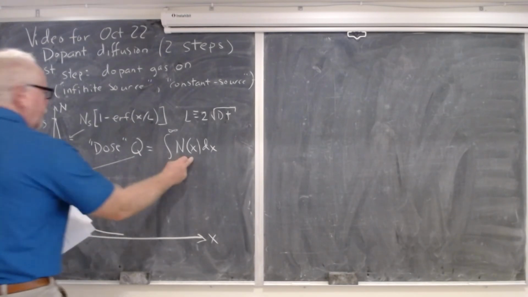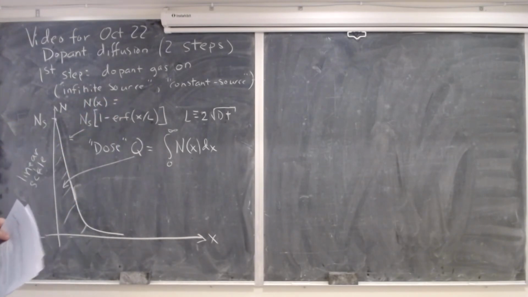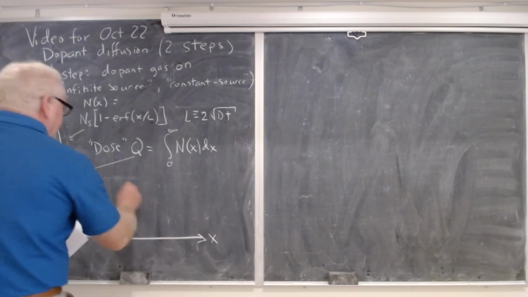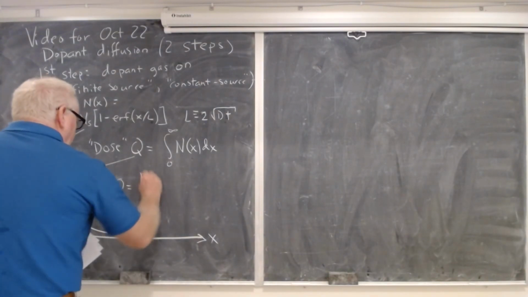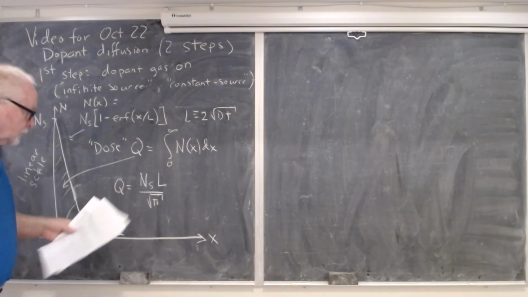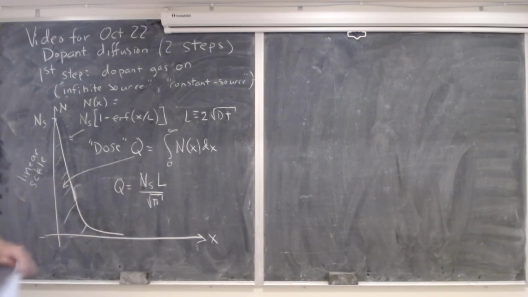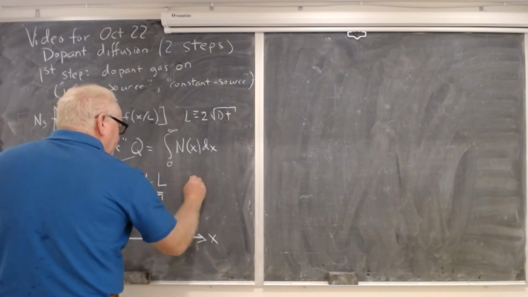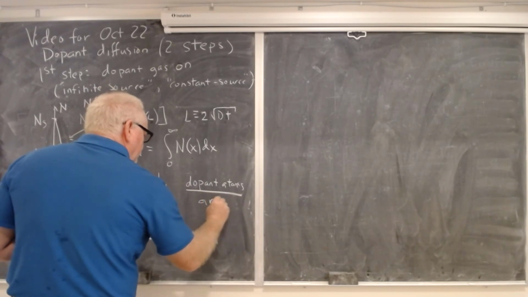And now, of course, this is n of x. You have to put in that error function, and so it becomes an integral you have to look up, the integral of an error function. But the result is pretty simple. Q is equal to NS L over the square root of pi. Now, NS is the dopant atoms per unit volume, and so you multiply times the diffusion length, and that gives you the dopant atoms per unit area.